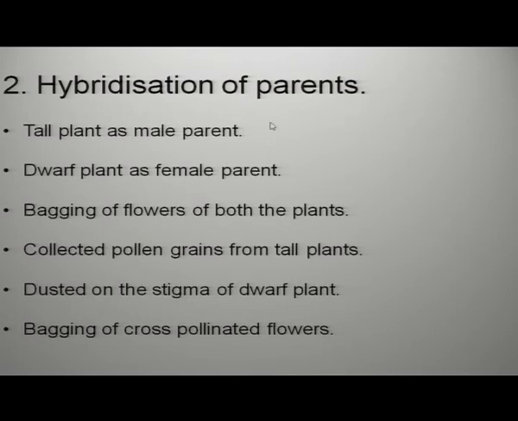Mendel selected, in the original cross, the tall plant as the male parent and the dwarf plant as the female parent. Before doing the hybridization experiment, we have to cover the flowers in order to avoid contamination with foreign pollen grains. Then collect the pollen grains from the tall male plant and dust them on the stigma of the dwarf female plant. That means we are doing hybridization, or cross pollination.